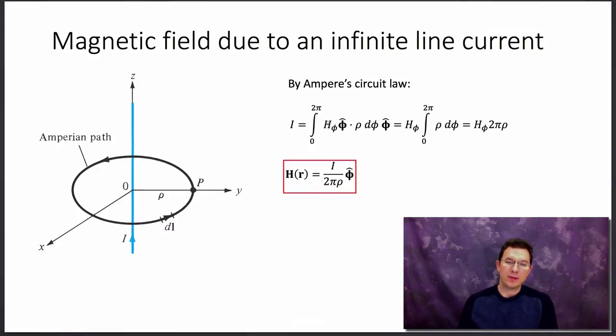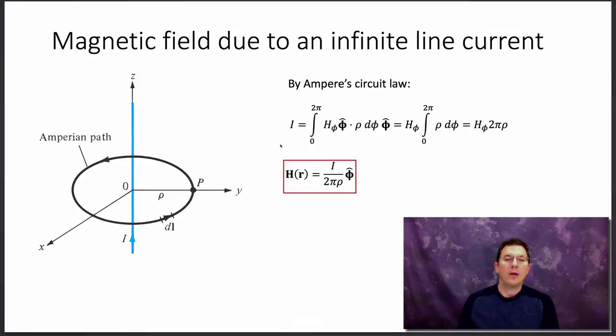We're saying that the magnetic field is independent of phi because of symmetry. So it actually comes out of the integral here, and you're just simply left with a very simple integral, the integral of rho d phi. Rho also is a constant, so that can come out. And then when you integrate d phi from 0 to 2 pi, you just get a factor of 2 pi.